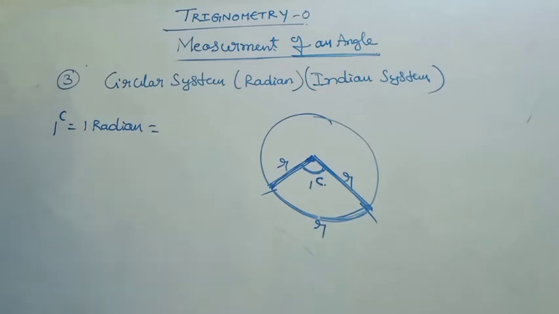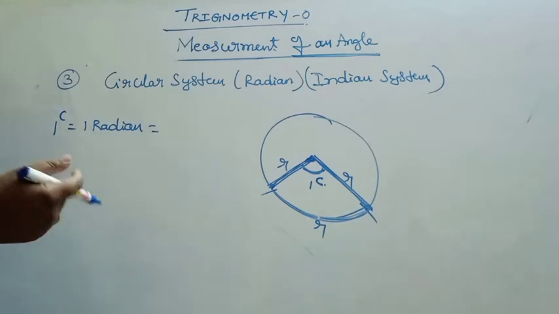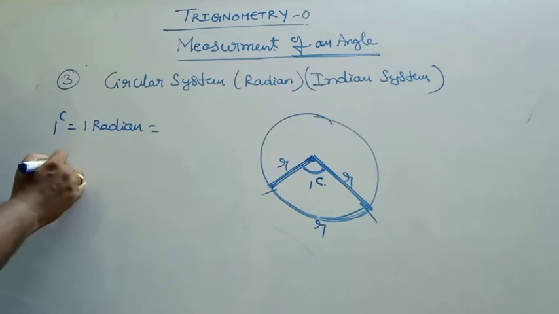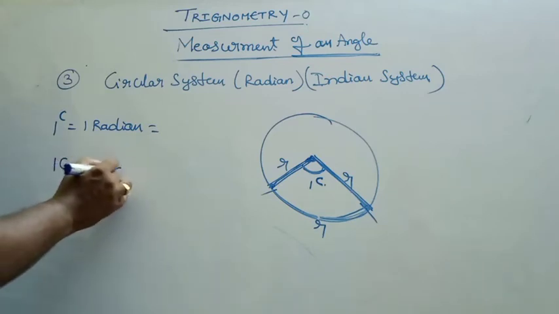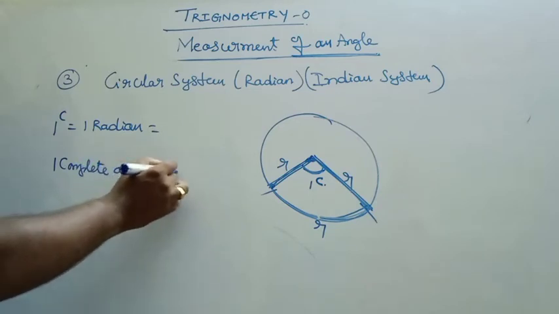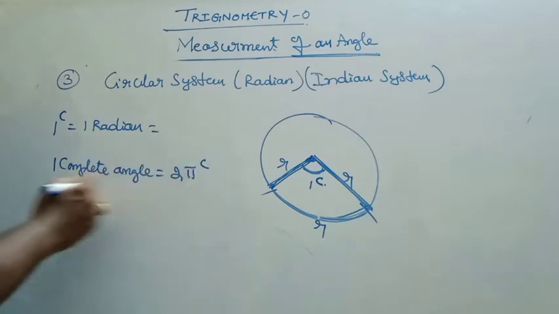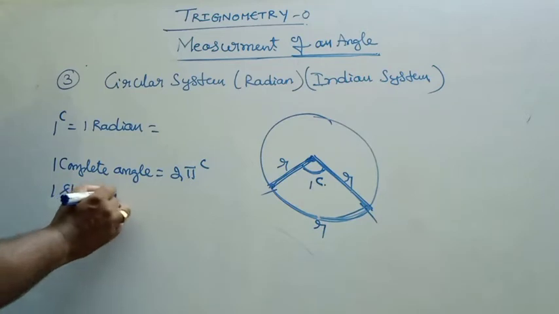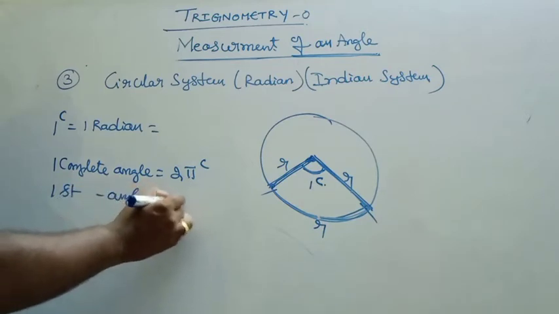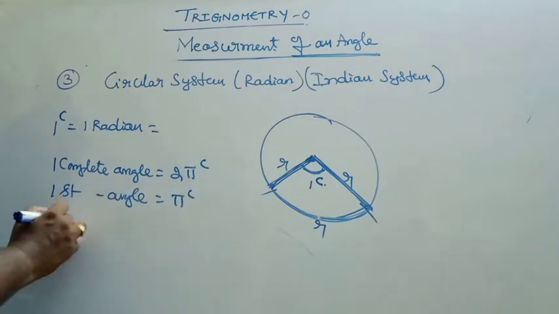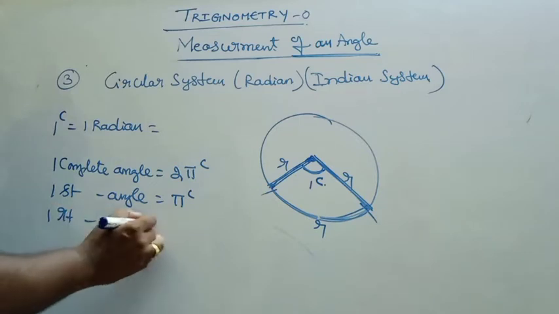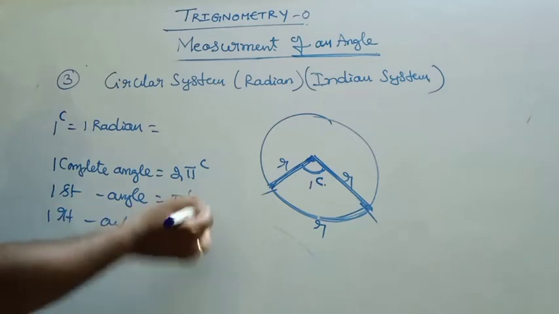Right, my dear students? In this way they defined 1 radian, and what I am repeating once again is that 1 complete angle is equal to 2 pi radians, 1 straight angle is equal to pi radians, and 1 right angle is equal to pi by 2 radians, like this.